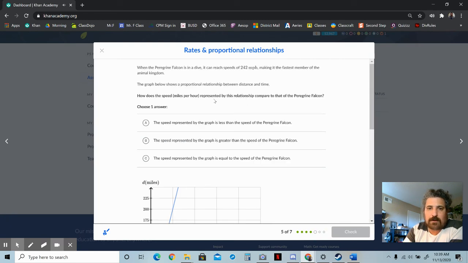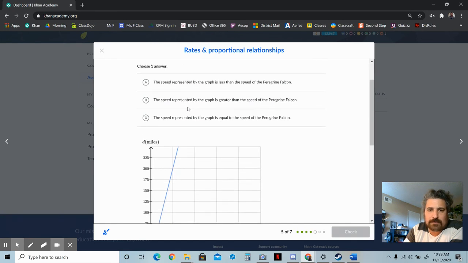All right. The peregrine falcon in a dive can reach speeds of 242 miles per hour, making it the fastest member of the animal kingdom. The graph below shows a proportional relationship between distance and time. How does the speed, in miles per hour, represented by this relationship, compare to that of the peregrine falcon?